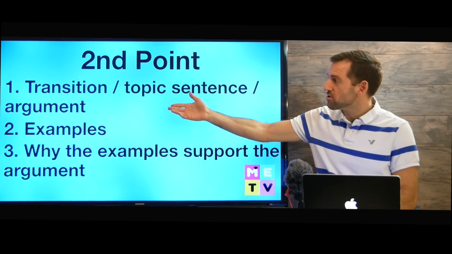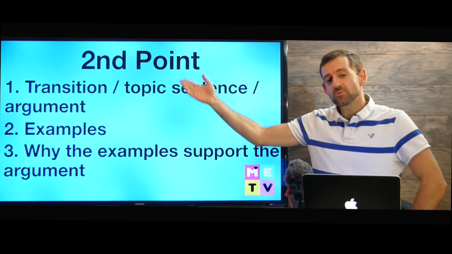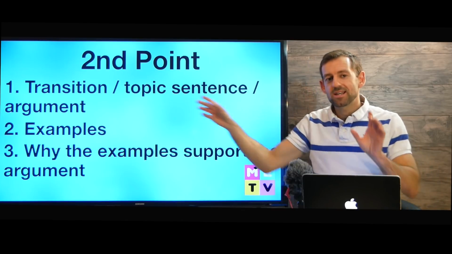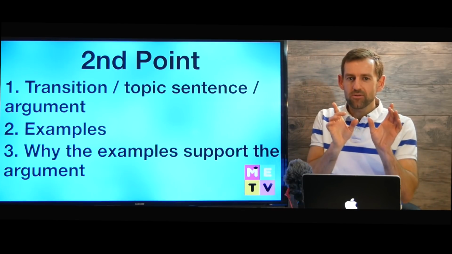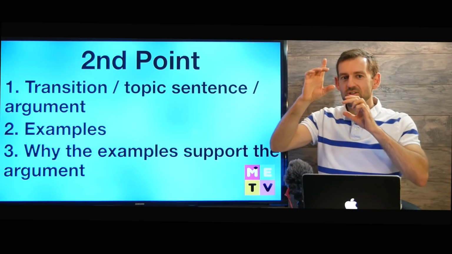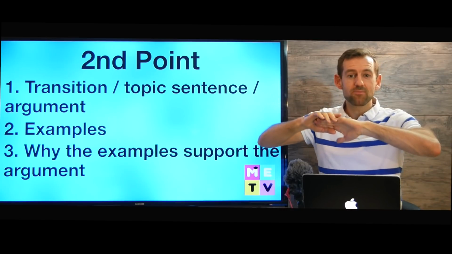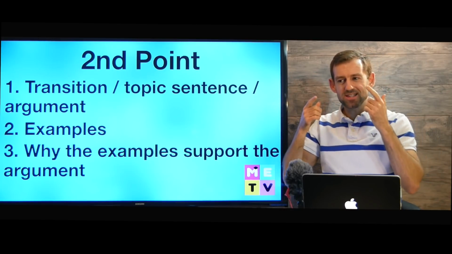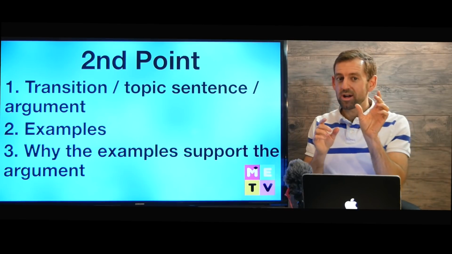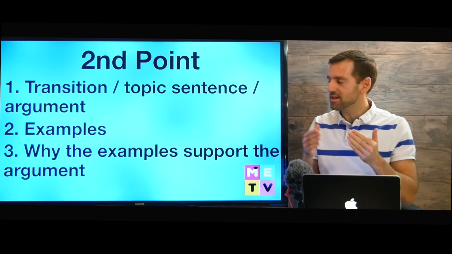Now we're going to move to the third paragraph or our second point. This is just like the first paragraph, except in your first sentence, you need some transition words, okay? You need something that goes from here to here. You can't just be talking about one thing and then suddenly start talking about another thing. Then the reader gets a little bit confused as to how it fits. That's why transition words and transition sentences are really important.